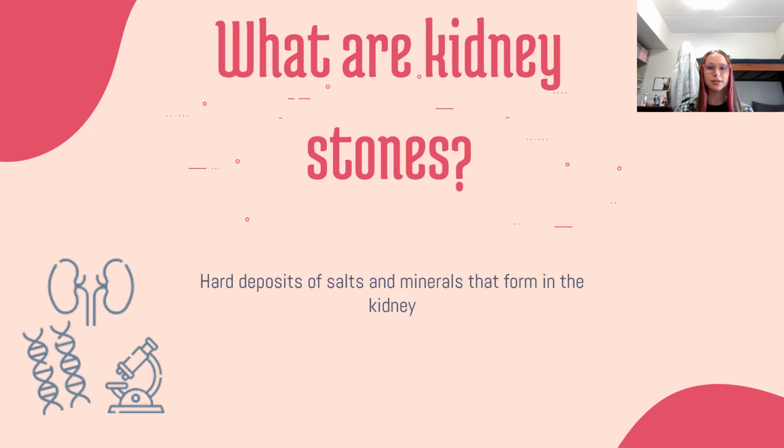Kidney stones are hard deposits of salt and minerals that form in the kidneys. They may also form when urine is concentrated and minerals crystallize and stick together. Kidney stones usually form in the renal tubule and can block the flow of urine. Any part of the urinary tract can be affected by kidney stones.